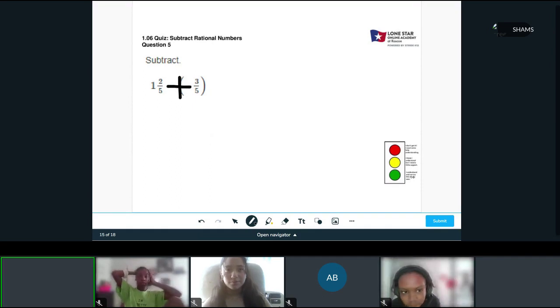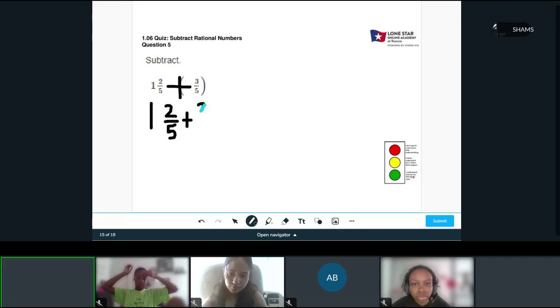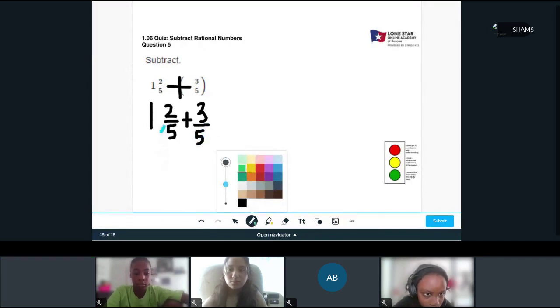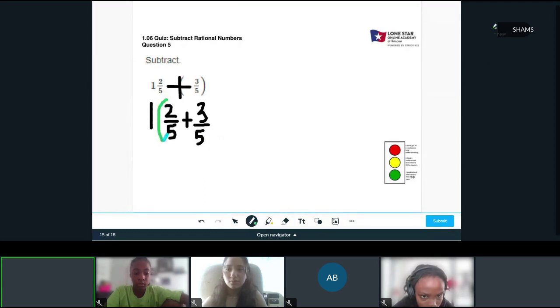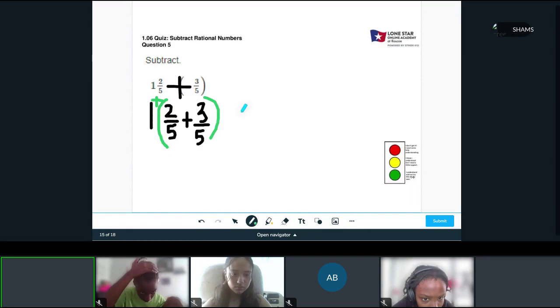Yeah. So we want to do 1 whole 2/5 plus 3/5. What I can do is I'll just do 1 2/5, see if that makes sense, plus 3/5. And I will use some parentheses so I can make it into a little step. I will add the fractions together, then I will add the 1 to it. Okay? This is what's going to be going on in my mind.